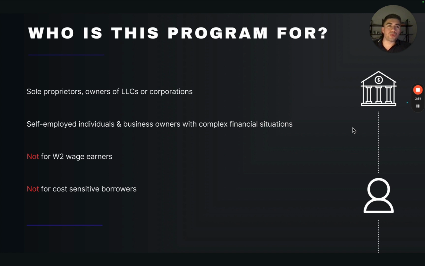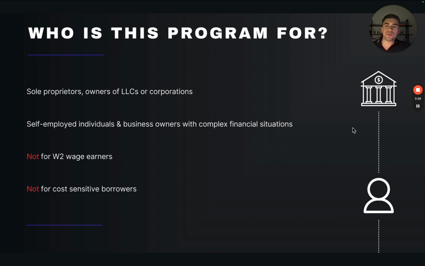So who is this program good for? Who's a good fit for this program? Again, sole proprietors, owners of LLCs or corporations with complex financial situations, right? If you're a business owner and you have very complicated tax returns, or maybe you structure your tax returns in a sense to where you're minimizing your tax liability, meaning that you're not really reporting a lot of profit for obvious reasons, then this would be a perfect program for you.